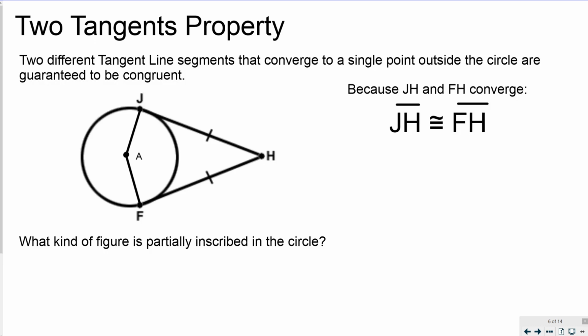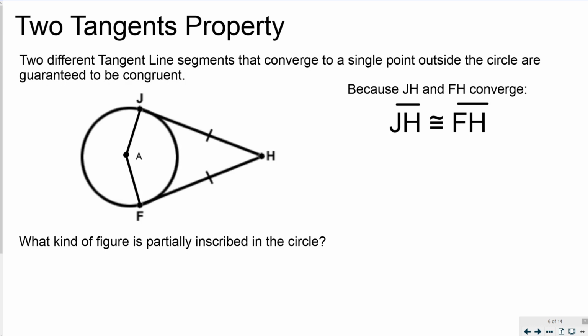So now we're going to talk about the two tangents property. The two different tangent line segments, or lines, that converge to a single point outside the circle are guaranteed to be congruent. So, because JH and FH converge, meaning they're going to the same single location, it is guaranteed that the segments FH and JH are congruent.